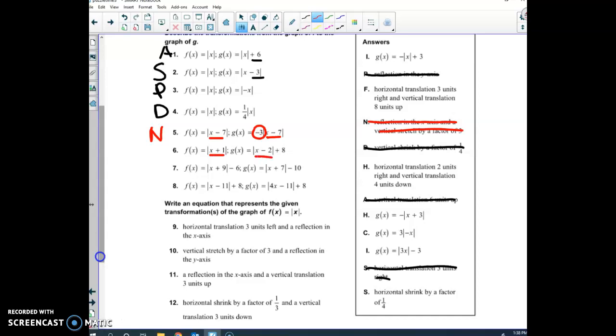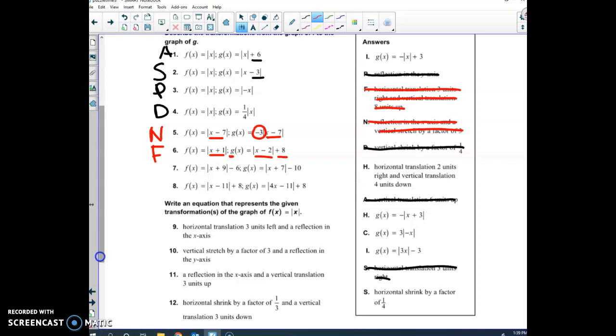Here I have a +1 inside my absolute value bars, and here I had a -2. So to go from +1 to -2, really that means I'm moving 3 spots over. So I'm looking for something with a horizontal translation 3 spots to the right. And then there's nothing outside here, and we have a +8 here. So that means I went 3 spots to the right, and then the 8 on the outside means I went 8 units up. So that's going to be letter F. Horizontal translation 3 units to the right, and vertical translation 8 units up.